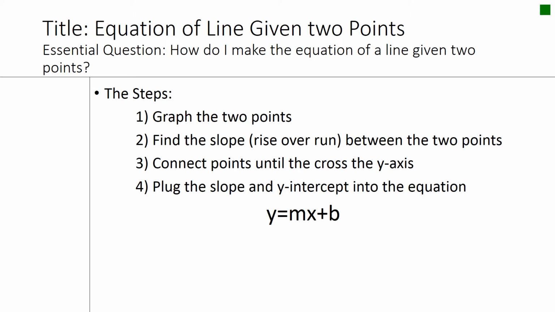And here we go. First off, you're going to graph the 2 points you're given. You're going to find the slope, and we know that that's the rise over run. You're going to connect the points until they cross the y-axis. And you're going to plug in the slope and the y-intercept into the equation, because as you remember, we have the slope and we have the y-intercept. So using 2 points, we're going to find the slope and we're going to find the y-intercept. Take a moment to write down these steps, and then we'll show you what it looks like.